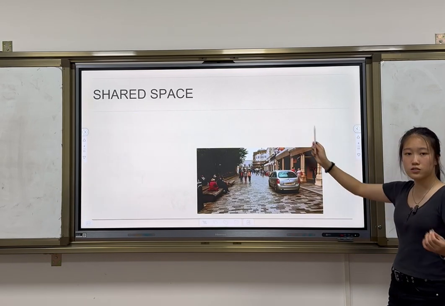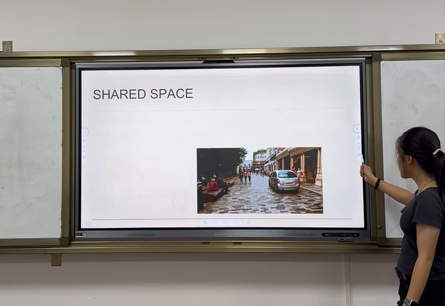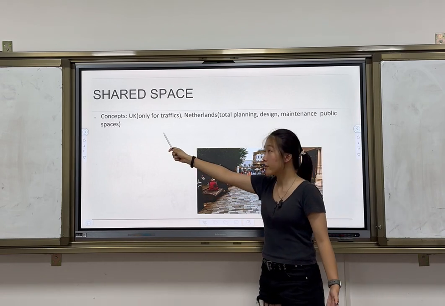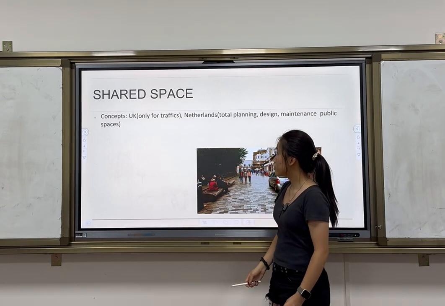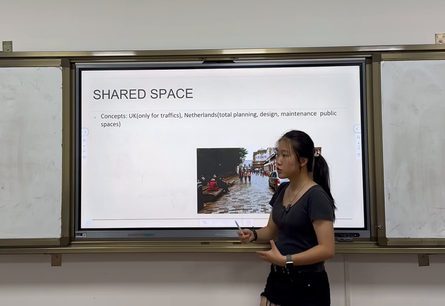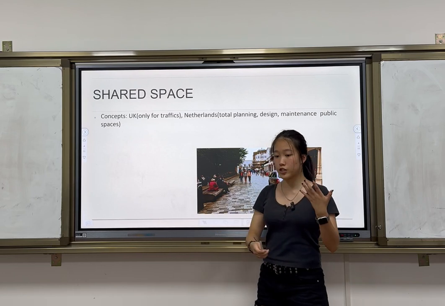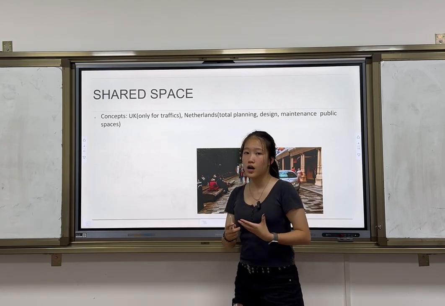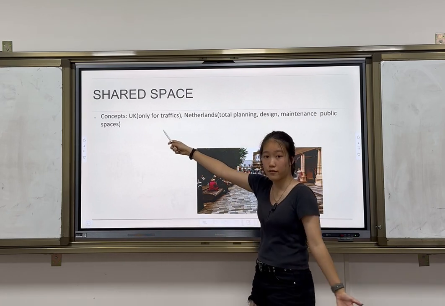So we first look at the first method, shared space. What is shared space? The UK authorities consider shared space as a design approach which reduces the dominance of cars by reducing speeds and encouraging drivers to adopt a more inclusive attitude toward pedestrians. But it's only for traffic.